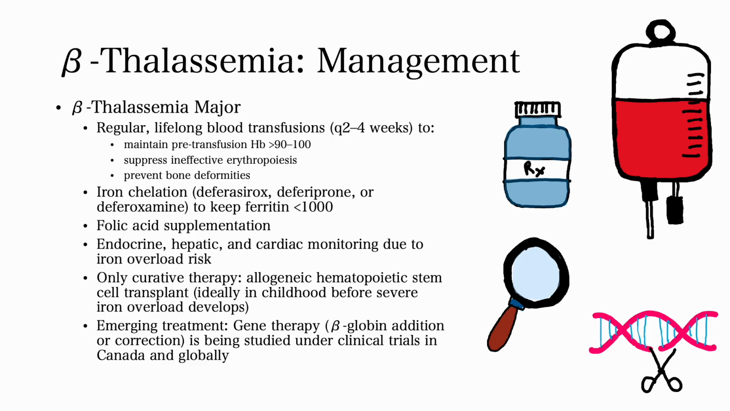Iron chelation is important in order to keep ferritin levels less than 1,000 to prevent iron overload. Folic acid supplementation may be considered to support erythropoiesis. Endocrine, hepatic, and cardiac monitoring is important due to the risk of iron overload. The only curative therapy is allogenic hematopoietic stem cell transplant, ideally done in childhood before severe iron load symptoms develop.